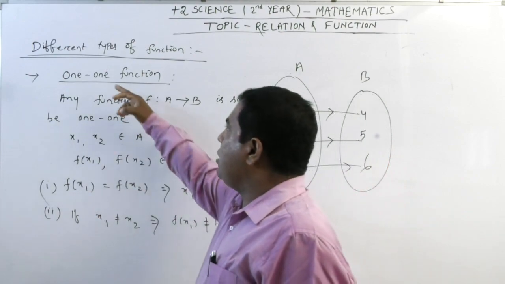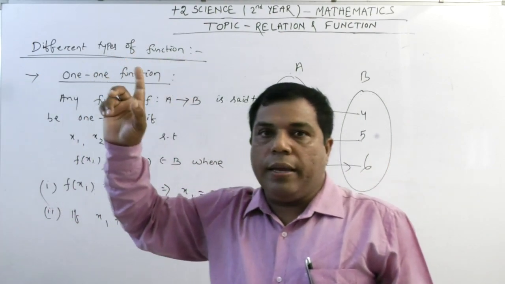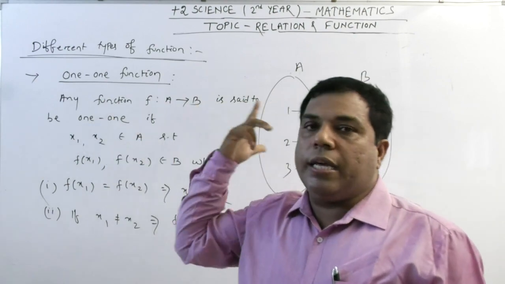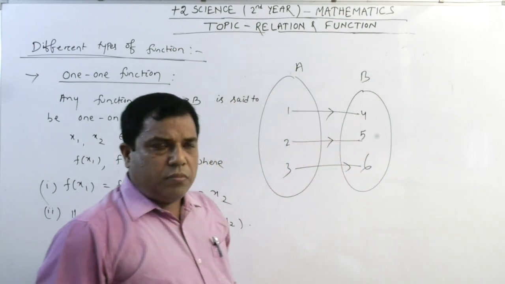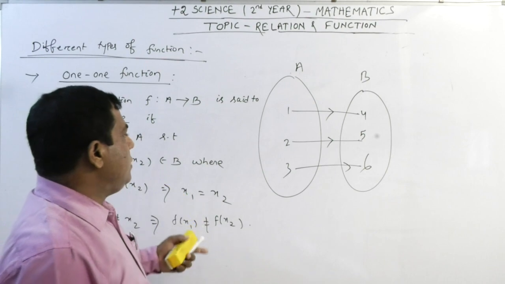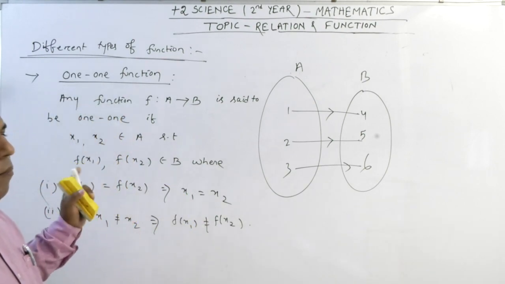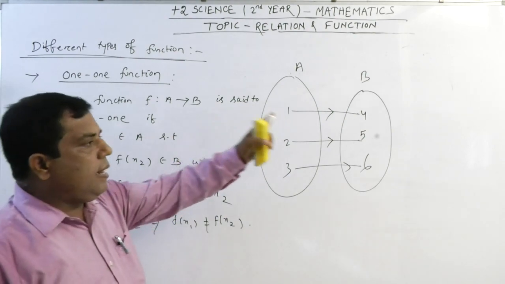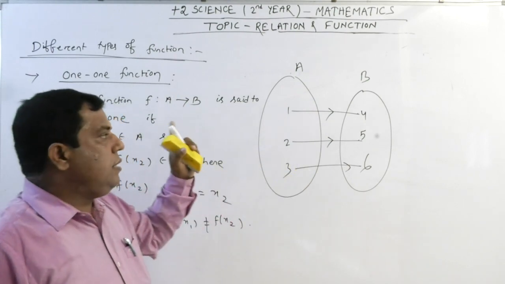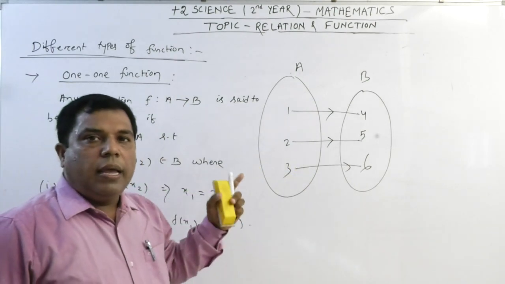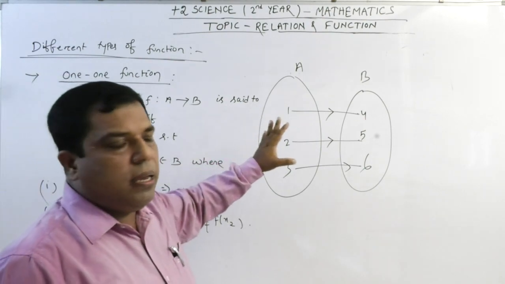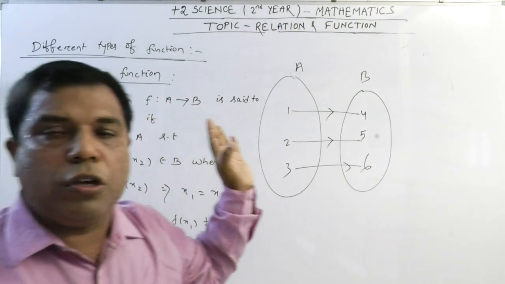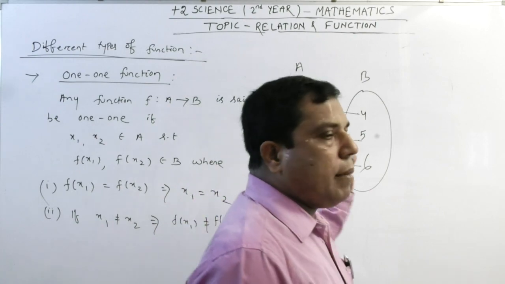That's why it is named one-one. For only one element, for a unique element, there exists a unique image. Under that condition the function is said to be a one-one function. Now we can check diagrammatically. You see clearly, this diagram is an example of what type of function? Yes, this diagram is representing a one-one function.